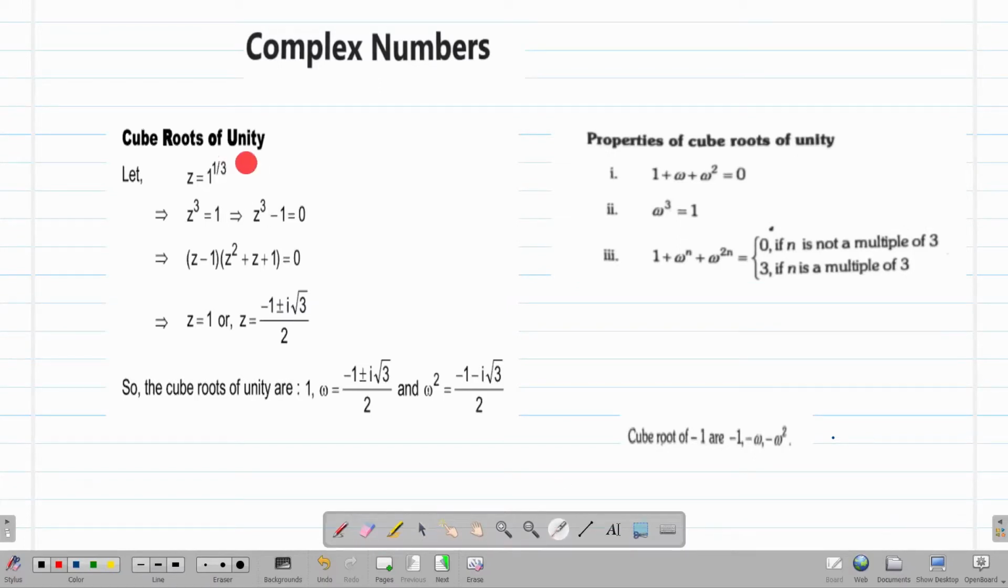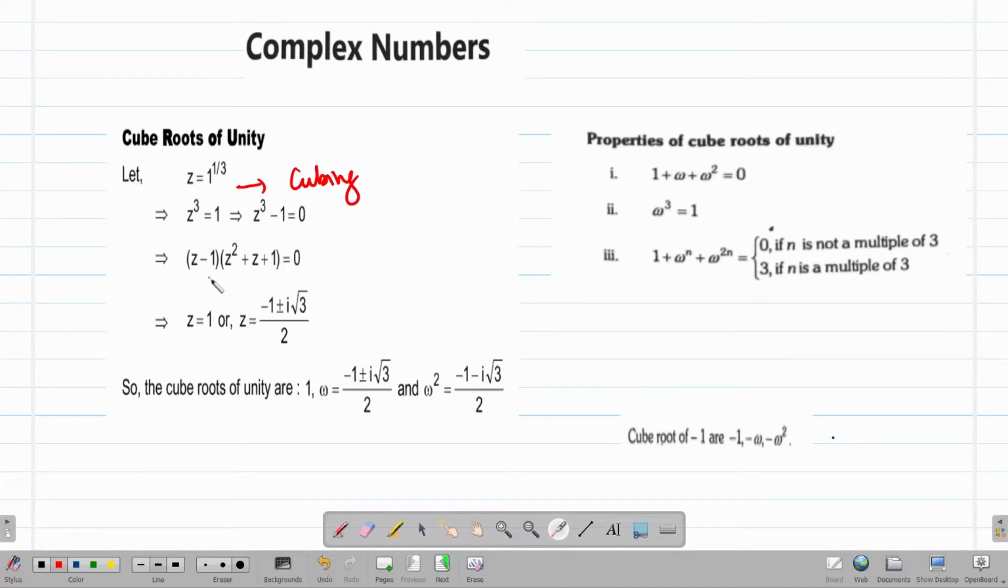So cube root of unity, z is equal to 1 to the power 1 by 3, then cubing both the sides, we get z cube is equal to 1 or z cube minus 1 is equal to 0. Using the identity a cube minus b cube is equal to a minus b into a square plus b square plus ab equal to 0. So we get z minus 1 into z square plus z plus 1 equal to 0.